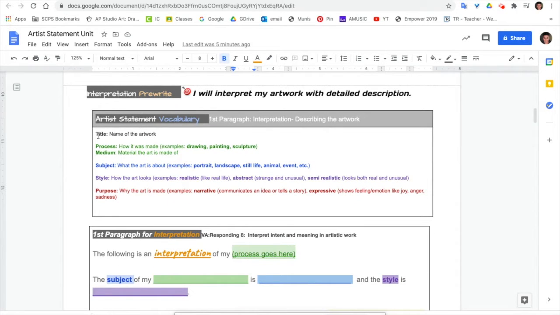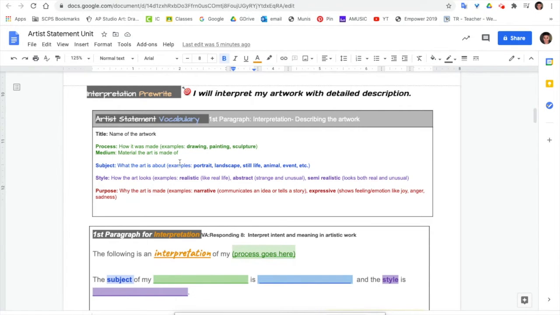To help you along, this is the key vocabulary that we have for an interpretation. This is all you need to focus on today, just the interpretation. A title is optional. You can include that in your paragraph if you like. That's simply the name of your artwork. Process, remember, is how it's made. So if this is a sculpting class, then your process is sculpture.